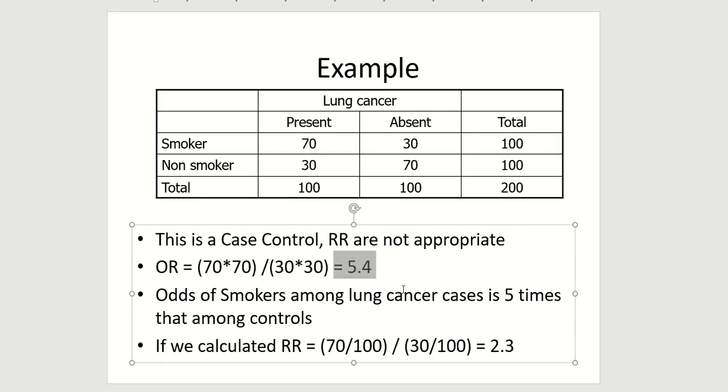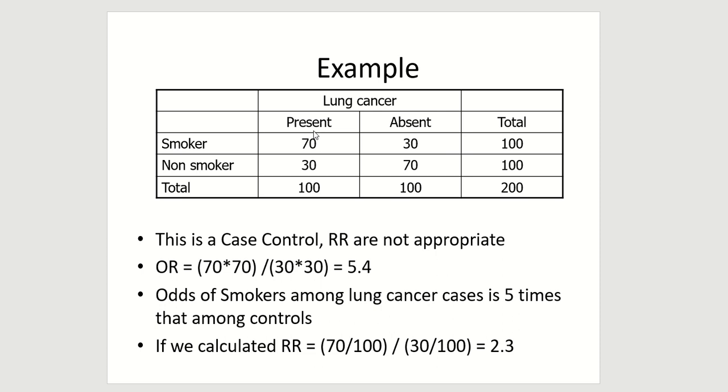And therefore, you talk about the odds of smoking among lung cancer cases being 5 times that among controls. So 5.4 times greater. Remember, we're not supposed to calculate the relative risk in a retrospective design. However, if we were to calculate it, it would be 2.3. However, this number is inaccurate and wrong, and I'm going to show you why. You can actually try to do that on your own.